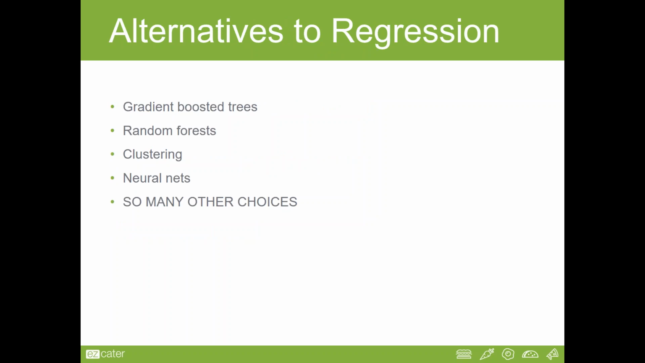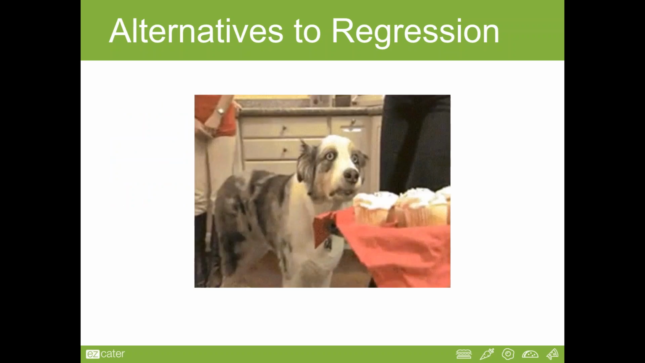So the next step is like, okay, well maybe regression is not going to be able to solve this problem. But then, as a neophyte, you end up in this sort of "well, what should we try?" And there is no end of things we could try, right? There are gradient boosted trees, random forests, clustering, neural nets. I mean, there are so many other choices. I felt like this dog looking at the infinite menu of machine learning techniques.